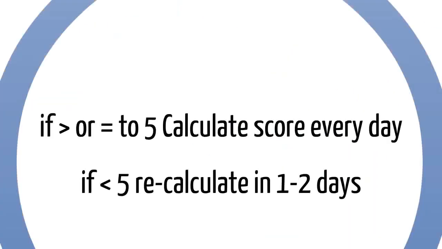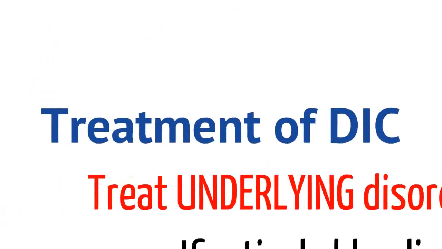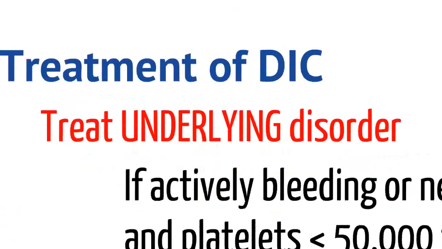If you have greater than or equal to 5, you need to calculate the score every day to monitor the patient and how they are doing with the DIC, whether or not they're improving or they're getting worse. If less than 5, we have a high clinical suspicion, recalculate in 1 to 2 days and see where the score has trended. Alright, we've gone over diagnosis. Let's talk about treatment for DIC.